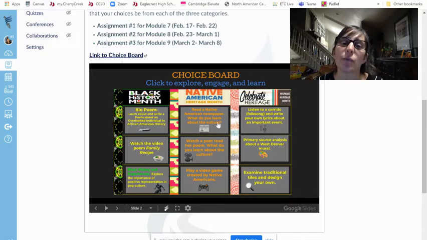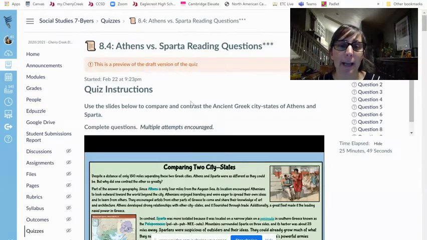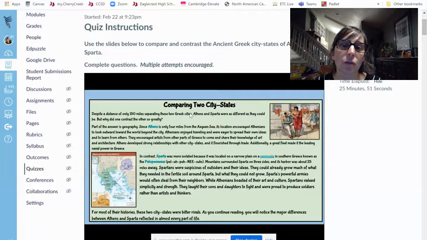However, if you really, really, really strongly want to do the newspaper article, for example, and it's in the same category, that's okay. Go with your interest, but I also really encourage you to find something that you haven't looked at before. Okay, all right, the next assignment is comparing two city-states.